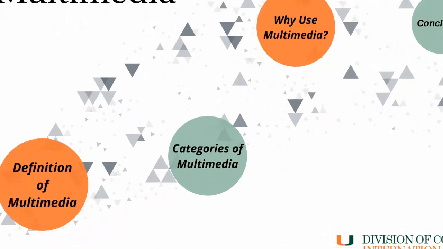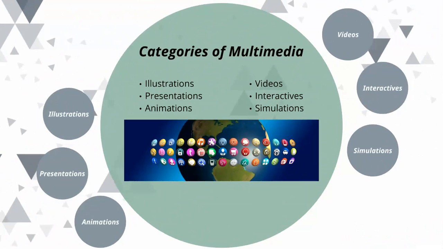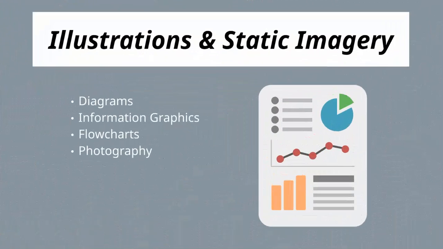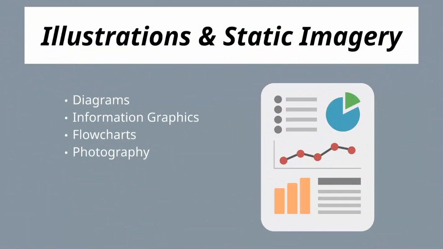There are many types of multimedia that can be used in learning. Some major categories include illustrations, presentations, animations, videos, interactives, and simulations. Illustrations and static imagery include diagrams, information graphics, flowcharts, visual aids, and photography.